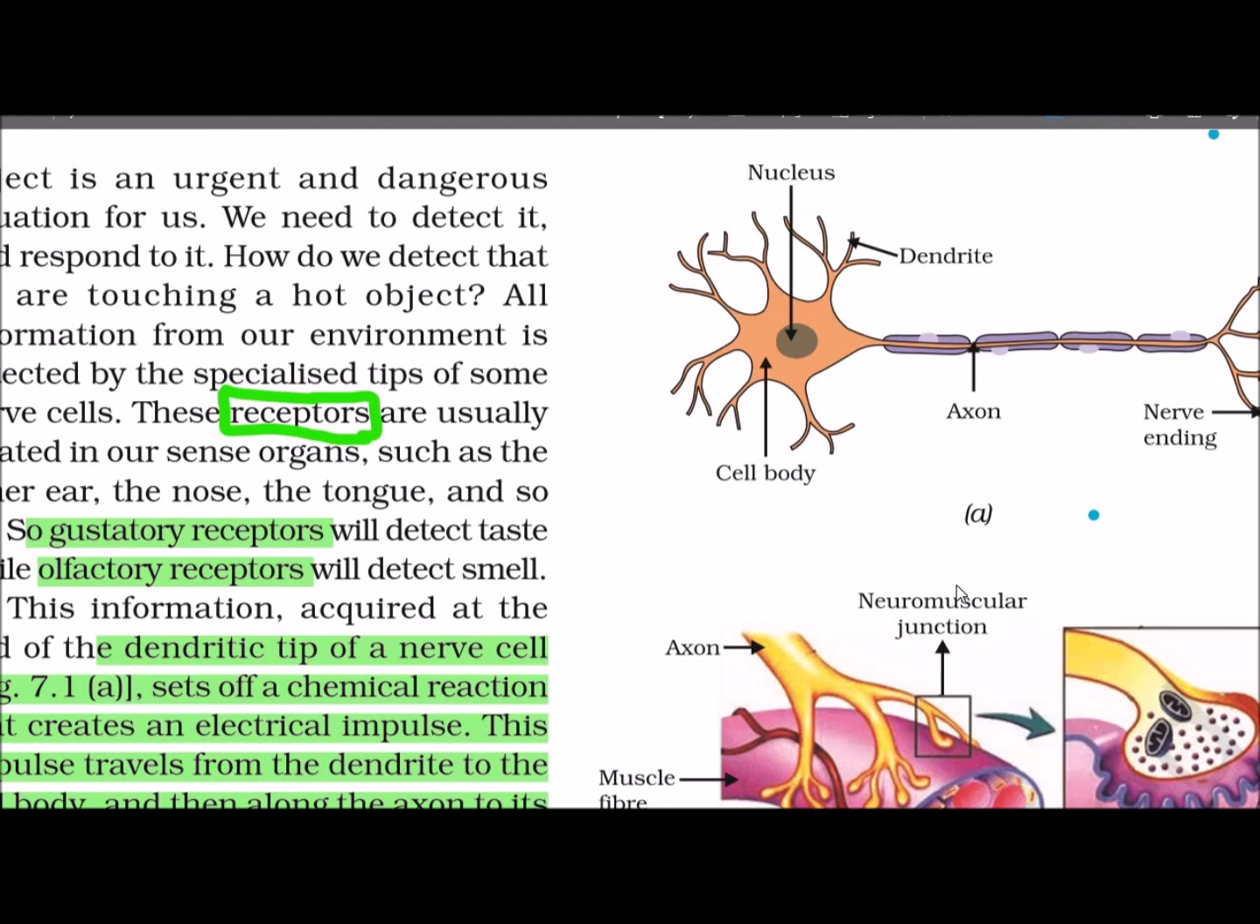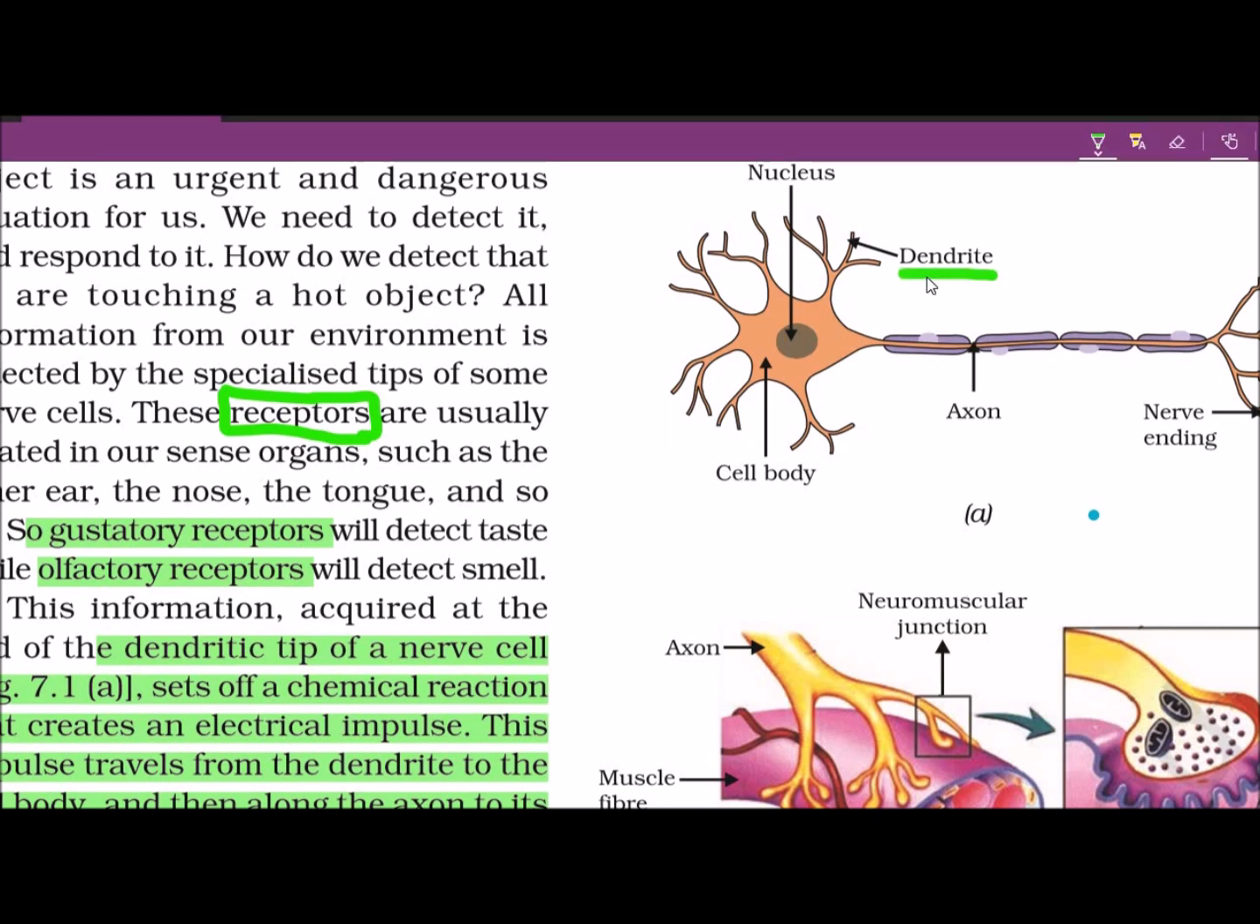It integrates this information to produce a signal. The signal is conducted along its length and is then transmitted further to another nerve cell, gland, or muscle. A neuron has three parts: cell body, dendrite, and axon. First, we will read about the dendrite function. Information in the form of an impulse is acquired here. An impulse is an electrical or chemical signal in which the message travels through a nerve cell.